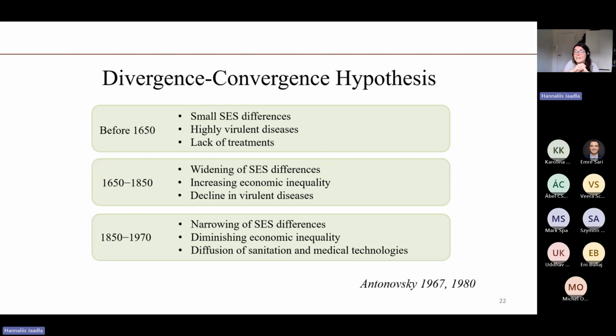And at lower levels of mortality, Antonovsky's argument is you should have a diminishing of economic inequalities, diffusion of sanitation and medical technologies, so again meaning narrowing of SES differences. And he uses different empirical papers to kind of showcase this periodization.